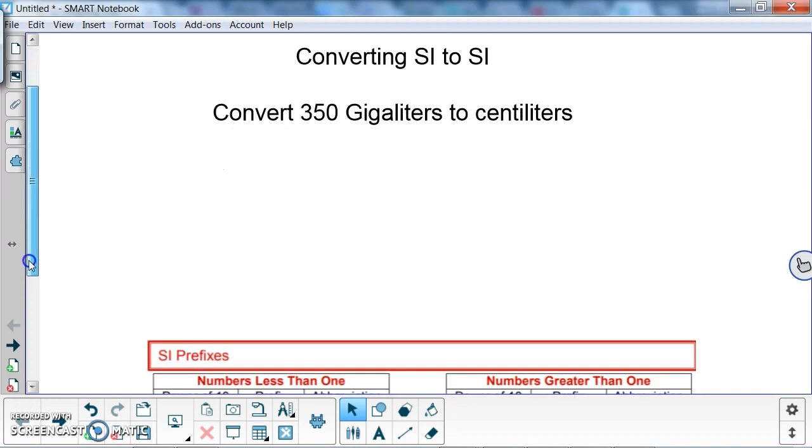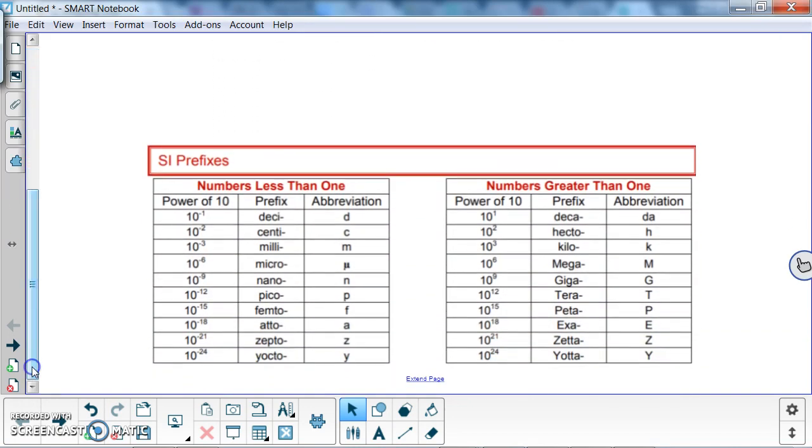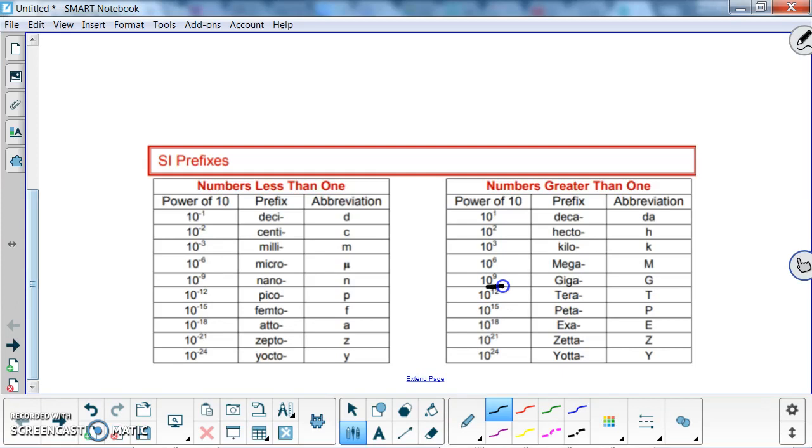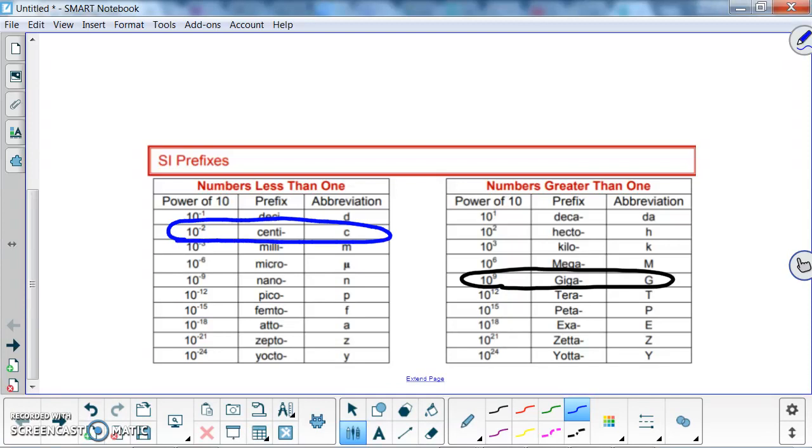And everyone should have access to their formula sheet that you'll have on the exam. And what we're going to focus on here is where giga is. We're going to be utilizing the initial G. Giga stands for 10 to the 9th power. And we're also going to be utilizing centi, which is 10 to the negative 2, also initial C. So we're going to use those conversion factors here.